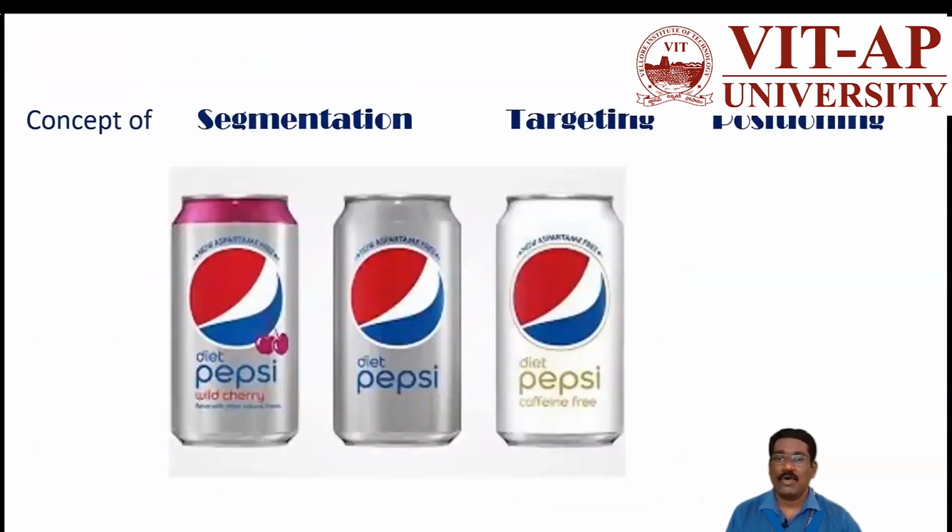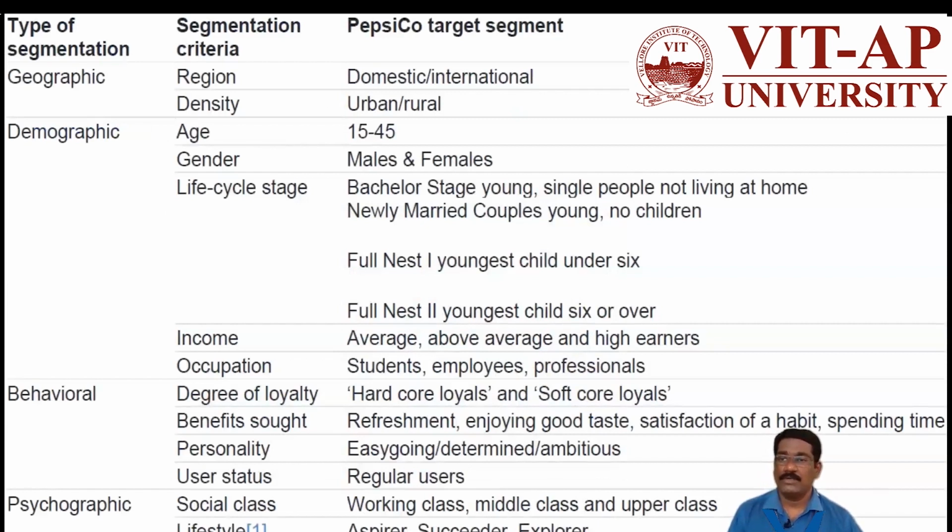And let's talk about the concept of segmentation, targeting, positioning, to finally wrap up with a great example from Pepsi. You can see in this pictorial input that Pepsi not only offers carbonated drinks, it also reduces the quantity of carbonated content, and they come out with Diet Pepsi, and Diet Pepsi also comes in different flavors. So in order to cater to the different requirements of the customers, let's talk about the Pepsi company.